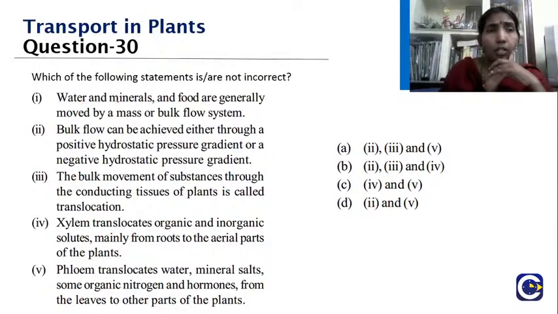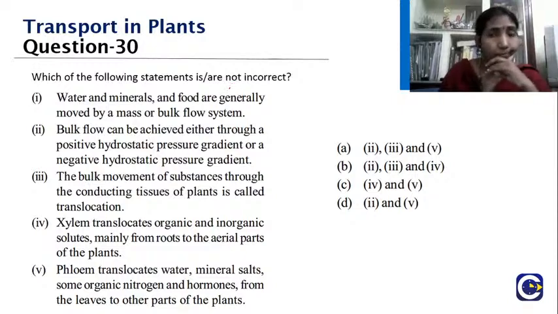Water and minerals and food are generally moved by mass or bulk flow system. Bulk flow can be achieved either through a positive hydrostatic pressure gradient or a negative hydrostatic pressure gradient. The bulk movement of a substance through the conducting tissues of plants is called translocation. The xylem translocates organic and inorganic solutes mainly from roots to the aerial parts of the plants. Phloem translocates water, mineral salts, some organic nitrogen and hormones from leaves to other parts of the plants. So among these, some are not incorrect.